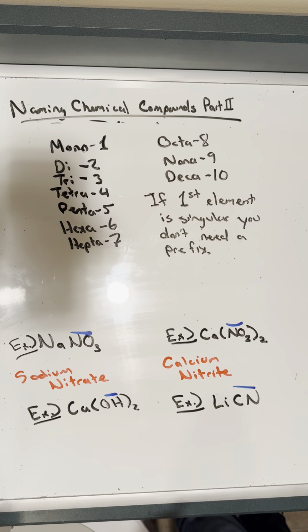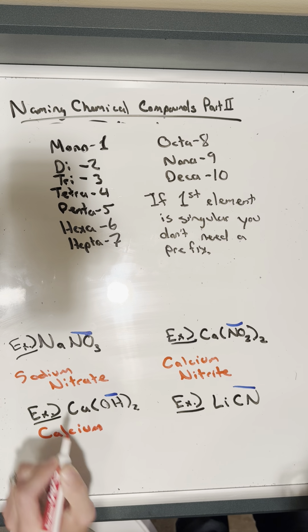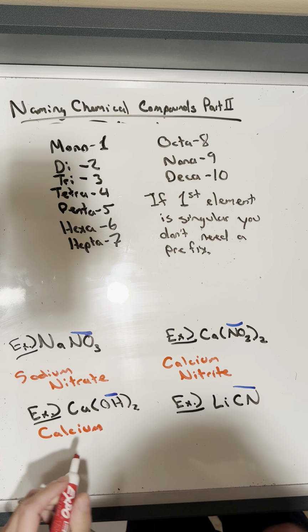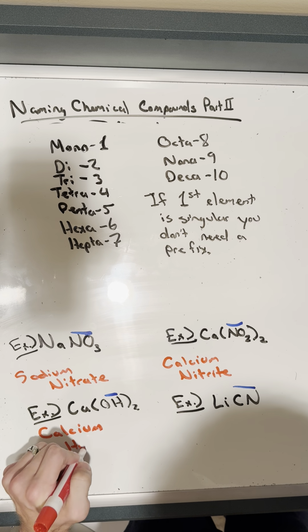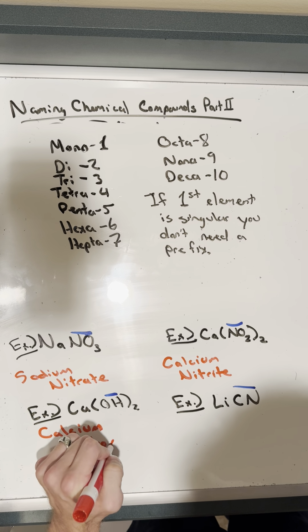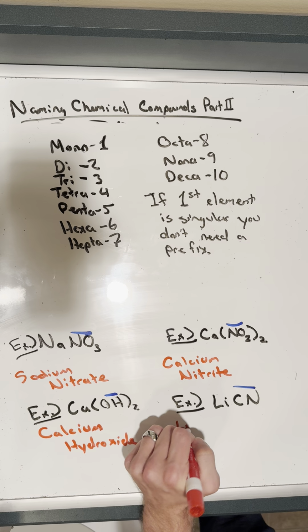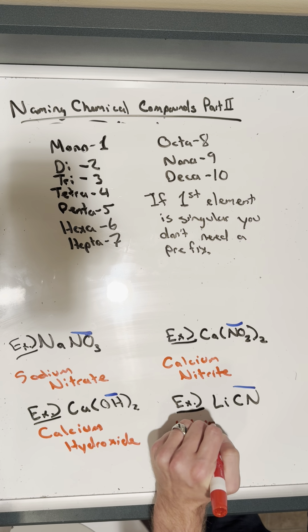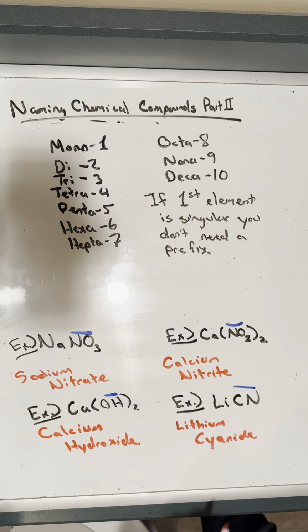This guy, OH. Once you get to a class like organic chemistry, you learn that this is actually an alcohol group, but this is calcium. Oh, let me think. That should be calcium hydroxide. If I recall correctly, hydroxide would be the name for the OH group. And this guy over here will be lithium cyanide. So the CN group is the cyanide group.